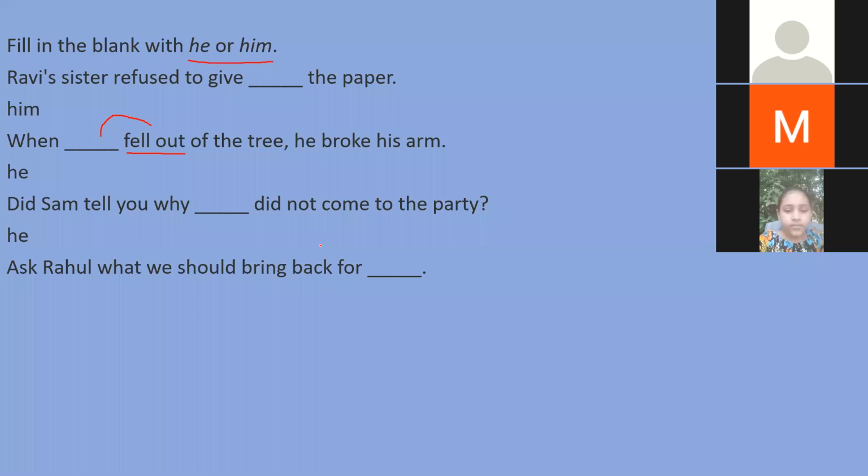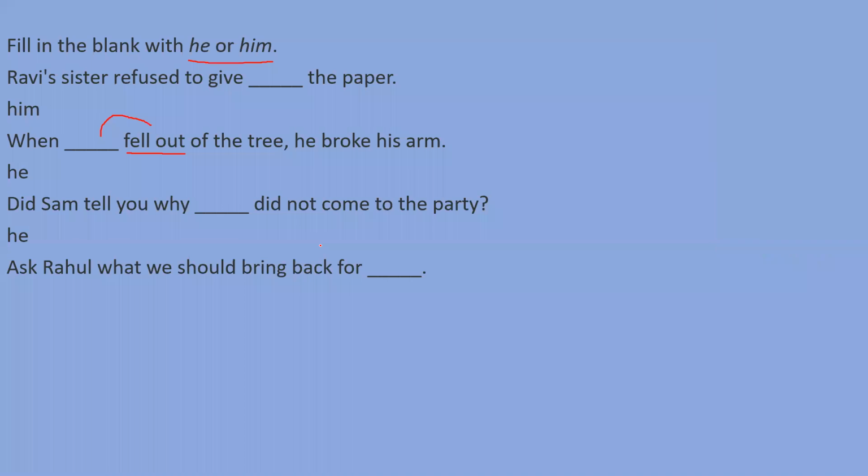Ask Rahul what we should bring back for him or he. Which pronoun should we fill here? Who will let me know? Rihanna, you please tell me. Him will come here. Very good, right answer, because we know that a preposition is given there. For is a preposition, and after the preposition we need to write the objective case pronoun.